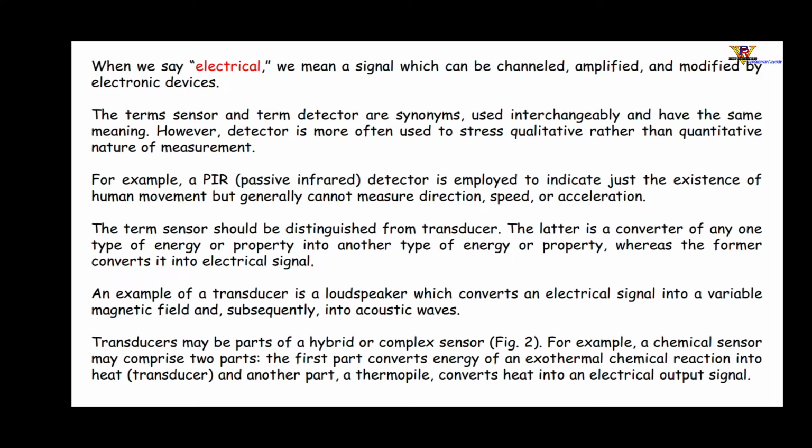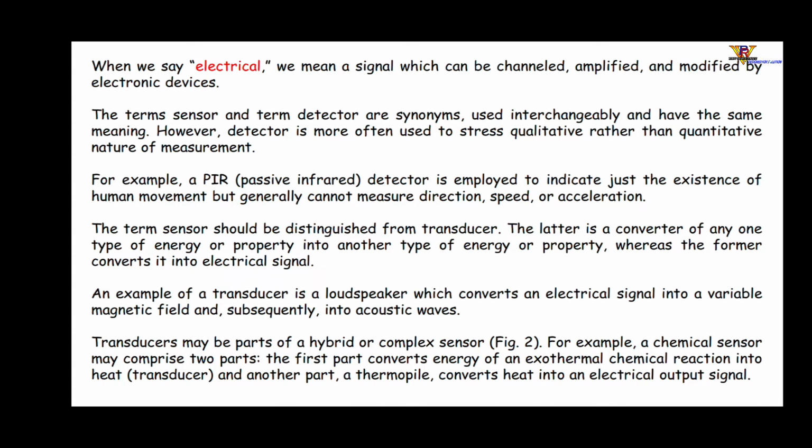So we already differentiated between transducer and sensor. What is a transducer? It is a converter of one type of energy into another type of energy or property, whereas the former converts it into an electrical signal. I think you must have cleared this definition in the previous lecture. An example of a transducer is a loudspeaker, which converts an electrical signal into a variable magnetic field, and then that is converted into an acoustic wave. So a transducer's best example is a loudspeaker.